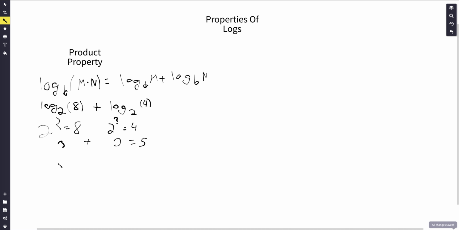Another way we could have written this would be instead log base 2 of 32. Because what we can do is multiply this 8 right here by this 4, and that'll give us 32. And we still get 5 as our answer, because 2 to the power of 5 is just equal to 2 times 2 times 2 times 2 times 2, which gives us 32 right here. And that's 5 2's. Okay, so that's the product property.